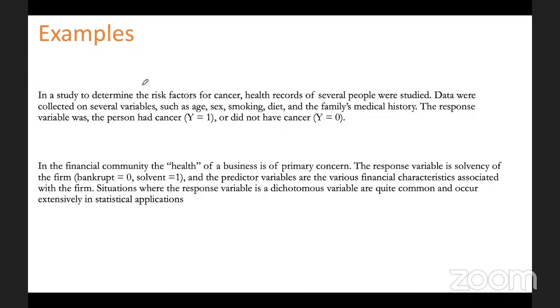So what are the examples? As we discussed, based on different health parameters like age, sex, smoking, diet, and family medical history, and based on these characteristics, whether a particular patient had cancer or did not have cancer. So y equal to 1 or 0. That means how would the data set look like?